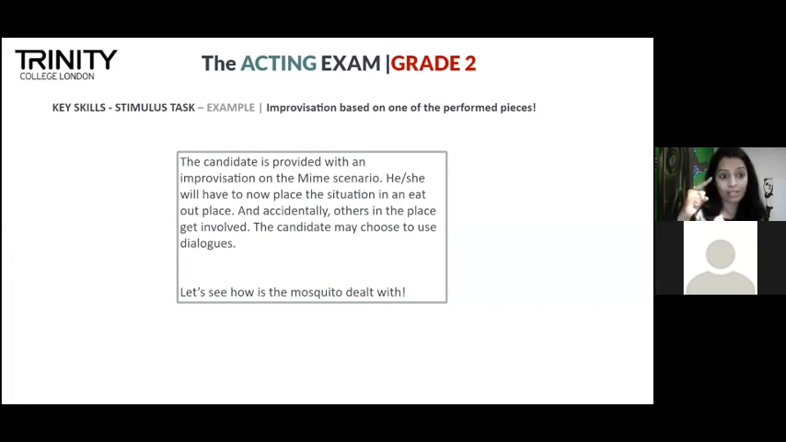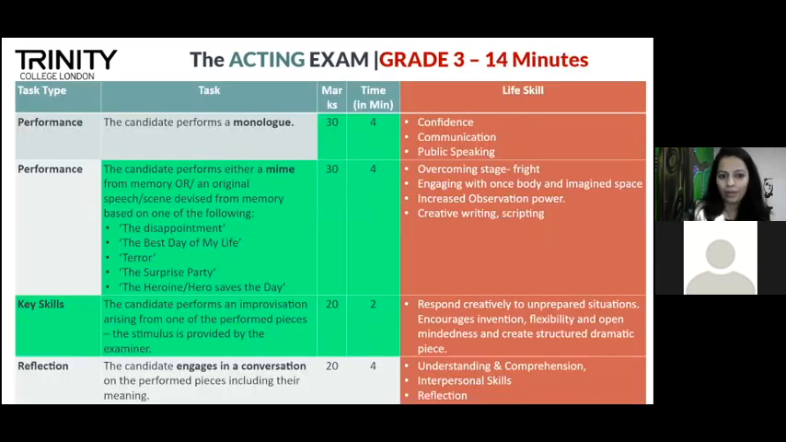So you need to assimilate how an eat out place would have a very, very small space. There wouldn't be much space to move around. There'll be too many people around you. So what can you do? This is why an improvisation has been placed for a grade 2 level. Now let's go to grade 3, and it is 14 minutes.